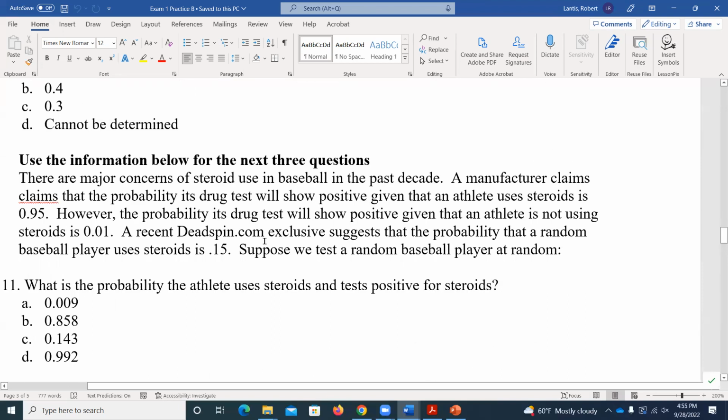So what I would start out as is just writing this out. Okay? Write out what you're given. So who cares about the first sentence? Manufacturers claim that the probability of drug test shows a positive result, given that an athlete is using steroids, is 0.95. So what are we given there? Well, we're given the probability that the test comes back positive given that they're using.